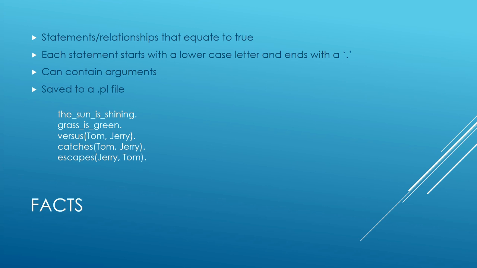Facts in Prolog are statements or relationships that equate to true. Every statement or relationship starts with a lowercase letter and ends with a period. They can contain one or more arguments, and they're all saved to a .pl file. So an example of a fact could be like the grass is green or the sun is shining. An example of a relationship would be Tom catches Jerry or Jerry escapes Tom.